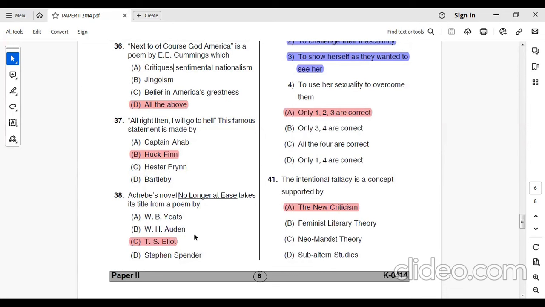Eliot. So let me tell you some brief about No Longer at Ease. What is No Longer at Ease? No Longer at Ease is a sequel to Achebe's work, Things Fall Apart. And the title of Things Fall Apart has come from W.B. Yeats's famous poem, The Second Coming. So obviously, No Longer at Ease is the sequel of Things Fall Apart. And its title also comes from the famous poem by T.S. Eliot, that is The Second Coming.